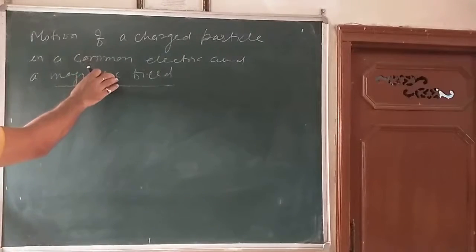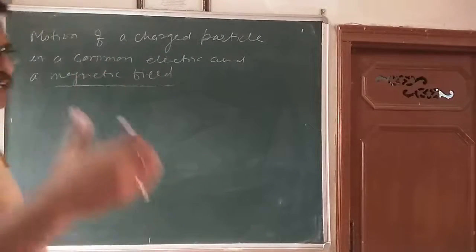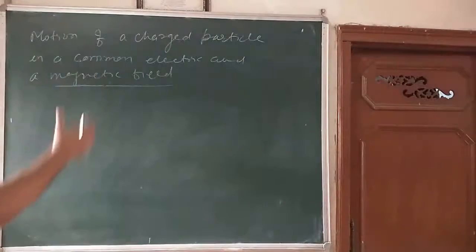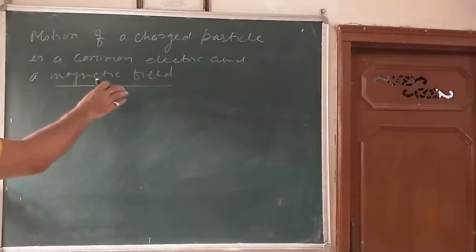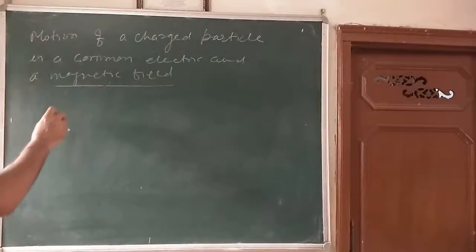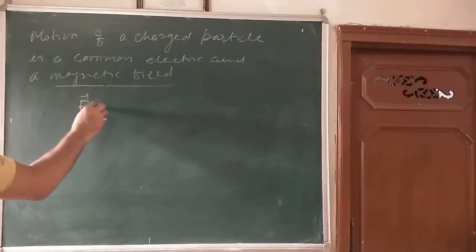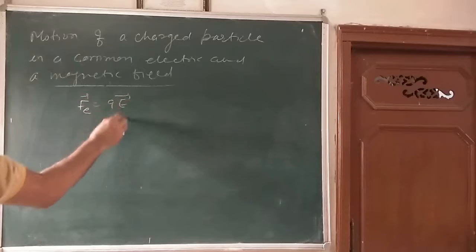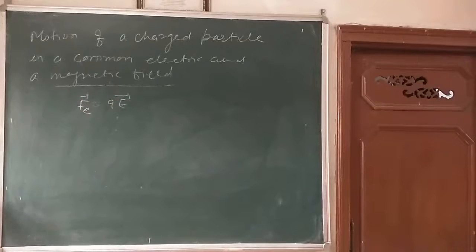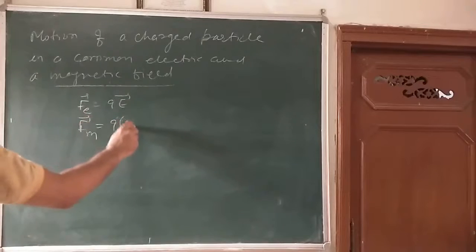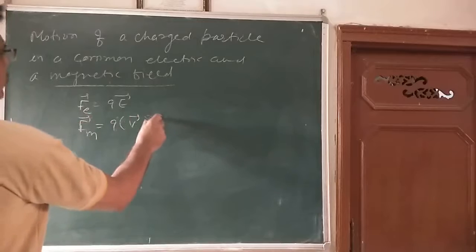Suppose the moving charged particle is subject to both an electric field and a magnetic field. Both are perpendicular to each other. Let us see here. So the moving charged particle will experience an electric force. In an electric field, we know the formula, F of e equals qE. And when the charged particle is moving in a magnetic field, the formula is F of m equals q into v cross B. We know both formulas.